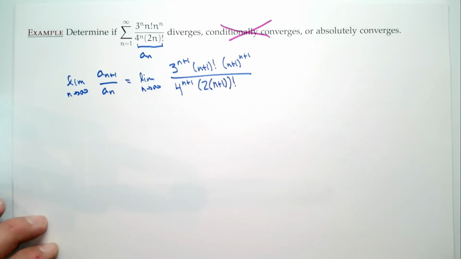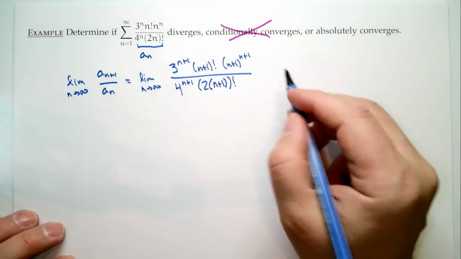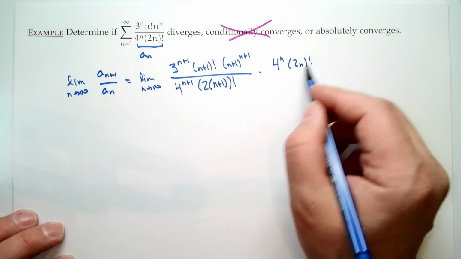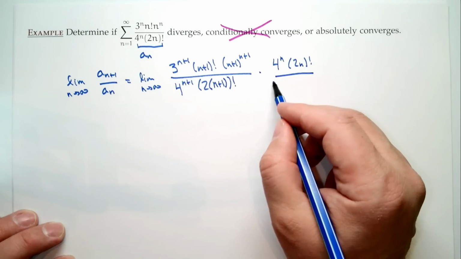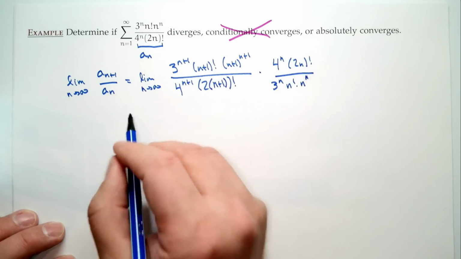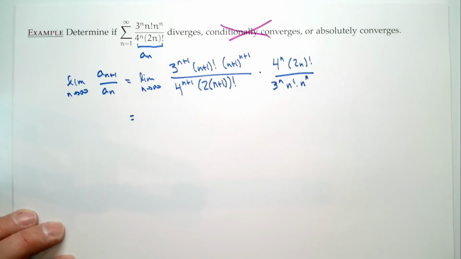I really want to remember that everywhere there's an n, it's n plus 1. Because it's really tempting to write down 2n plus 1 and forget that the 2 should go to the plus 1 as well. All right, then we have the a sub n term, which means you just flip it. 4 to the n times 2n factorial over 3 to the n, n factorial, n to the n.